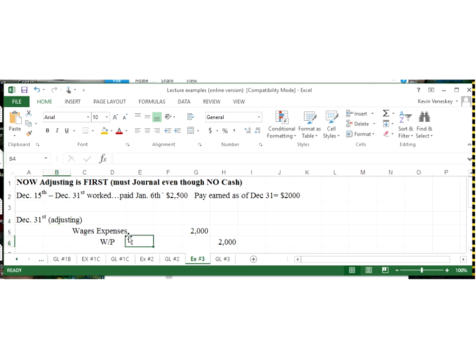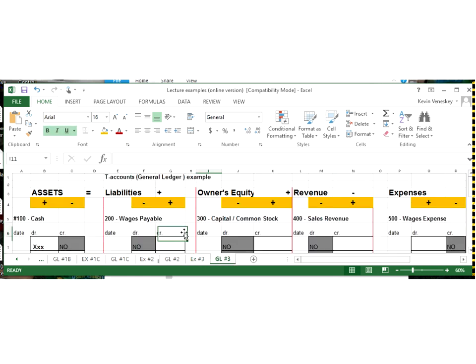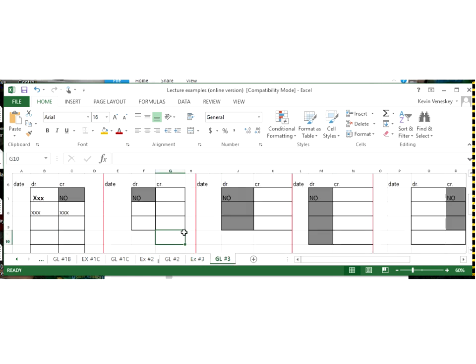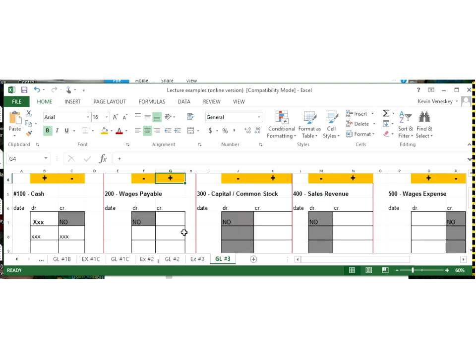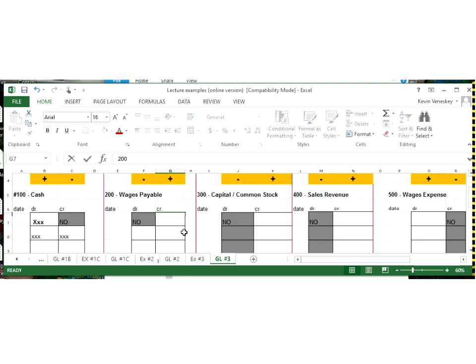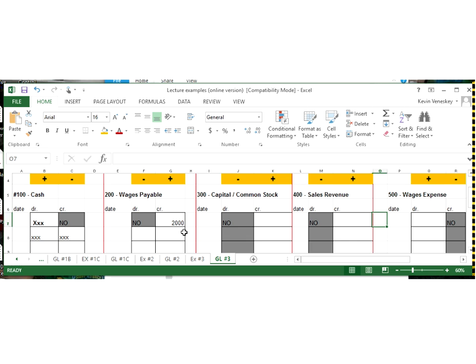because, again, no money was involved, so this is something I have to remember to do before the end of the year. So let's look at my opening numbers here. I had a wages payable, that was my credit, for $2,000. And I had a wage expense as my debit for $2,000.